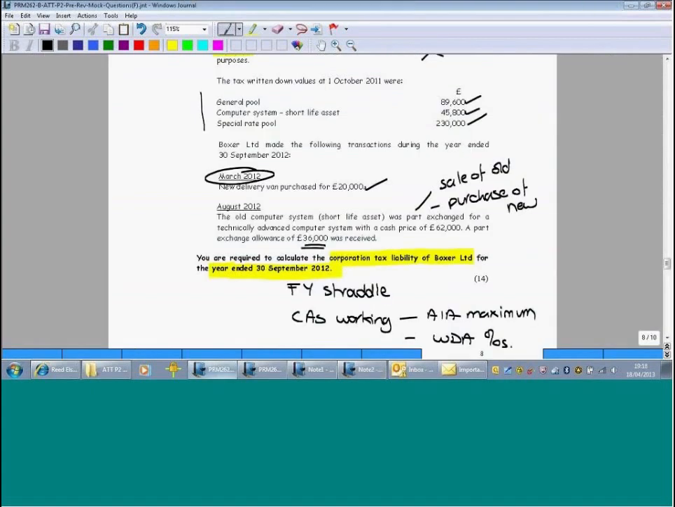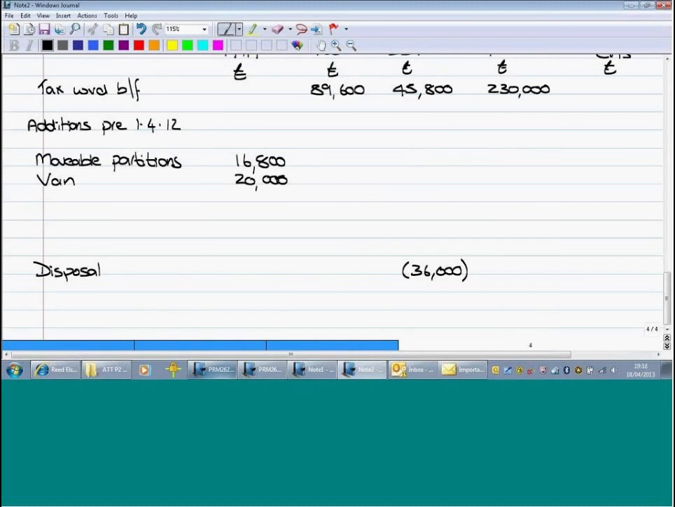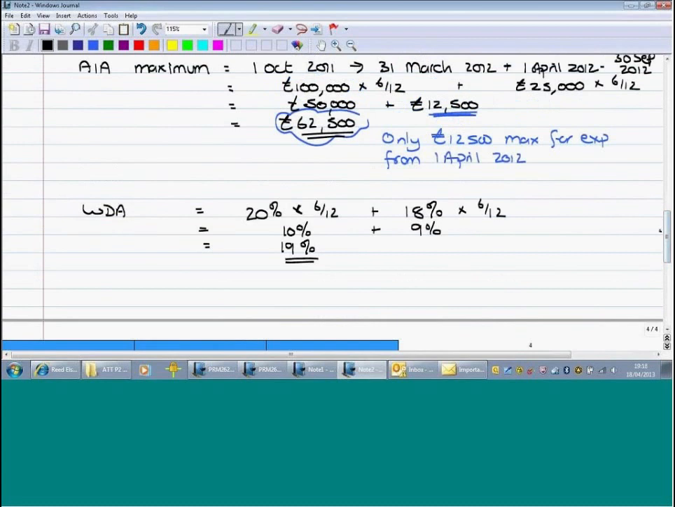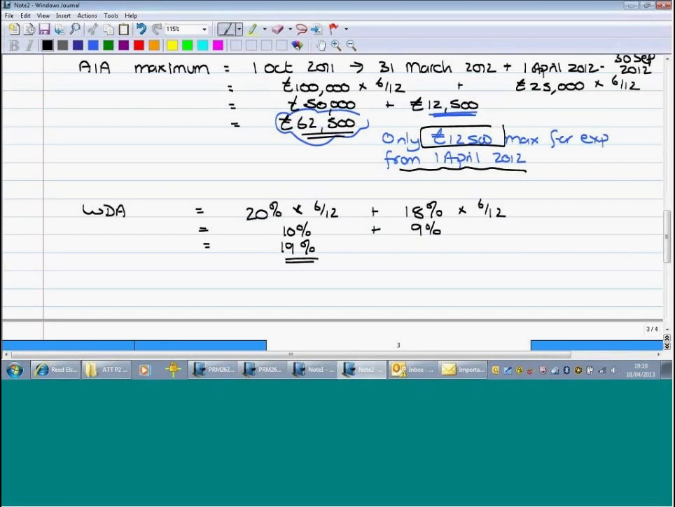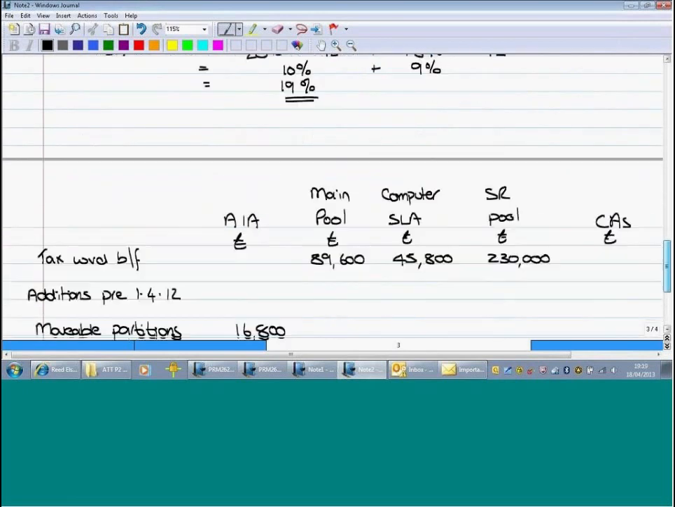We've also got to deal with the cash price purchase of the new computer system of £62,000, but this happened in August 2012. So this is where we've got to be careful, because remember, we've already worked out our maximum AIA. The maximum for expenditure that had been incurred prior to the 1st of April 2012 could have been that whole £62,500. However, what we're now looking at is expenditure that was incurred on or after the 1st of April 2012. And for this expenditure, we can only put a maximum of £12,500 worth into the AIA column.